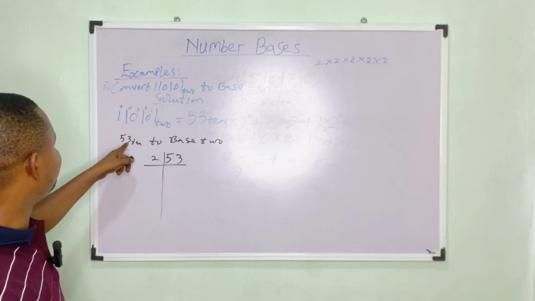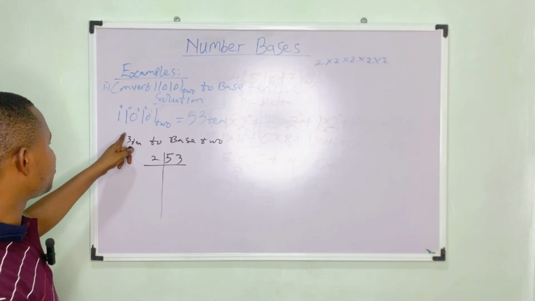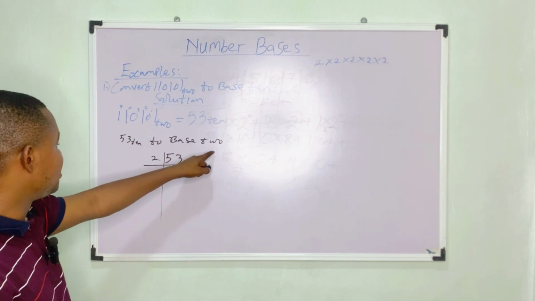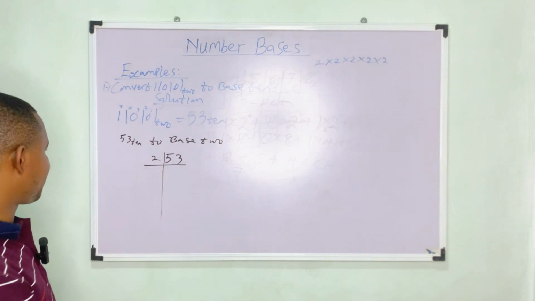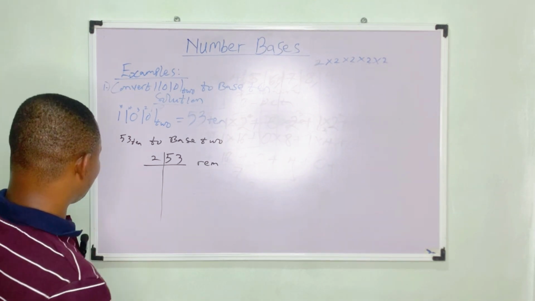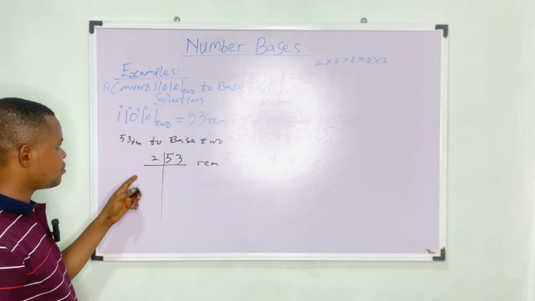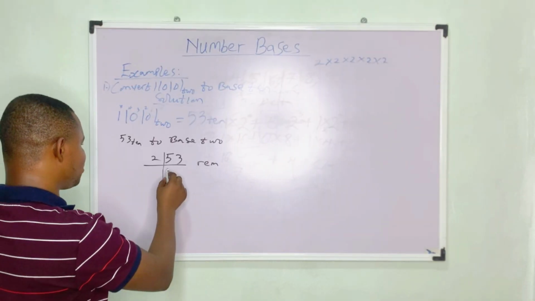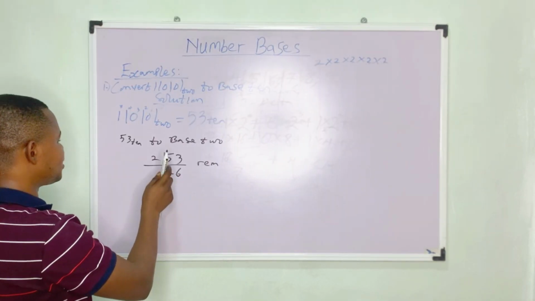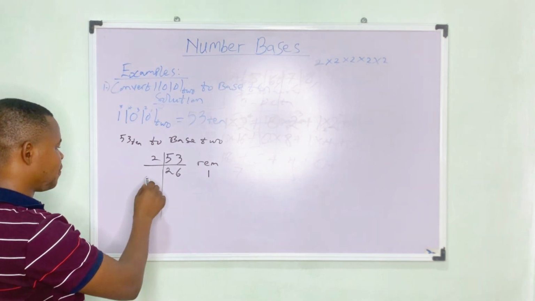Let's assume we want to convert from base 10 to base 3. It will be divided by 3. Let's assume we want to convert to base 8. It will be divided by 8. Then we record our remainder in each division. 53 divided by 2. That will give us 26. 26 times 2, that's 52. Then we have a remainder of 1.